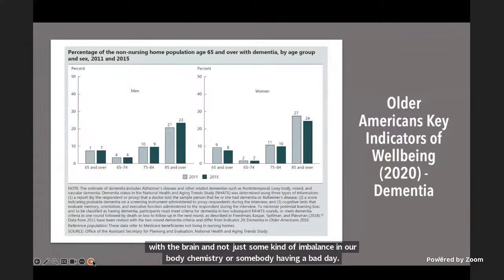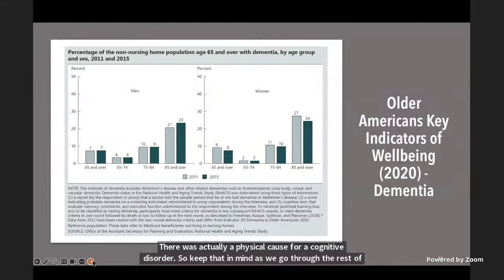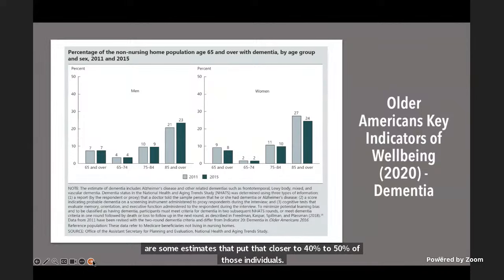Dementia does generally impact older adults. There are national estimates that show approximately 10% of individuals age 65 to 75 have some form of dementia. If we make it to age 85 and older, there are some estimates that put that closer to 40 to 50% of those individuals. And so another key takeaway here, an important thing to understand about dementia, is that our number one risk factor for developing some type of dementia is growing older. Now, there is increasing research that talks about lifestyle factors that can increase our risk for developing dementia in our older age. And that's one of the things we're going to talk about today with diet. But our number one risk factor is still increasing age.